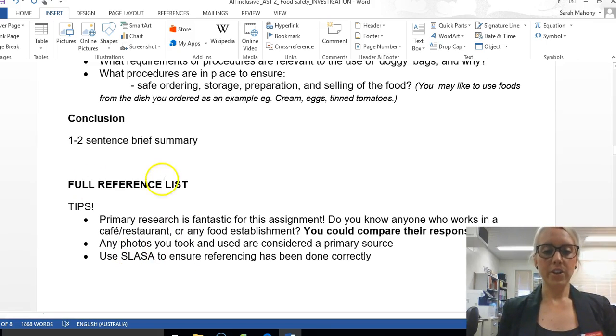Full reference list, okay? Make sure you read these 3 dot points. All right, they're going to give you some great tips, but referencing being a research task is essential, and it's very hard to pass without in-text referencing and a reference list.